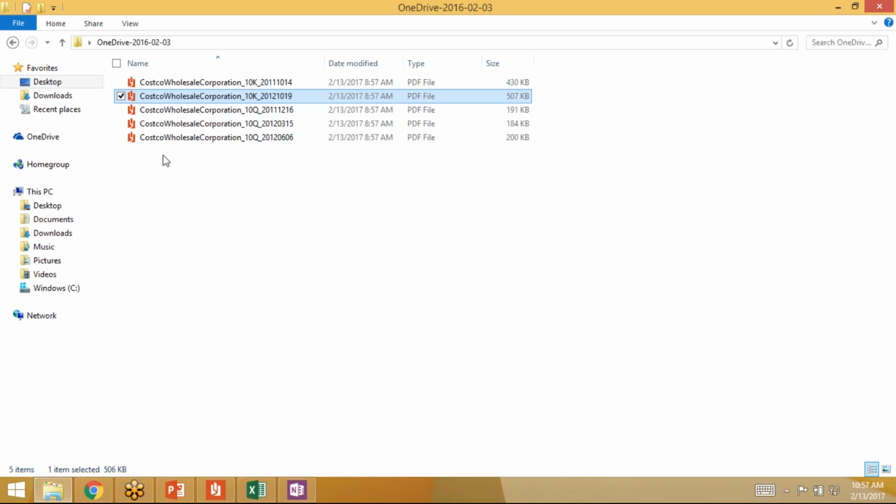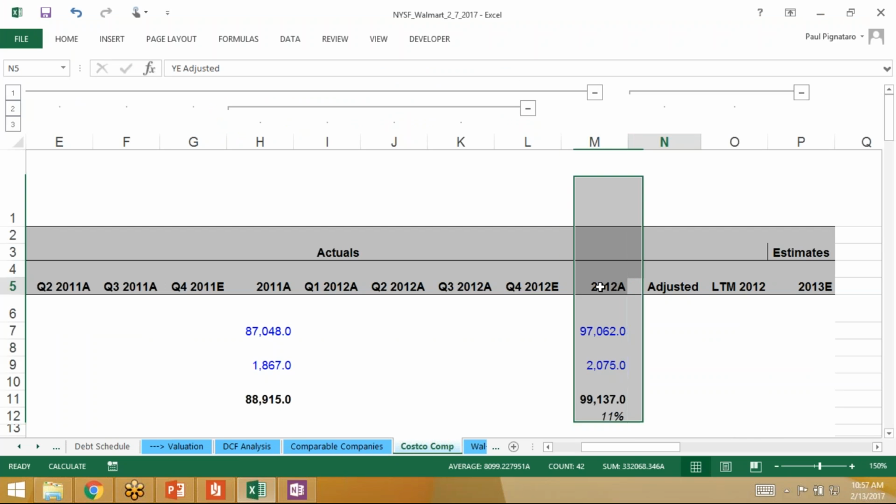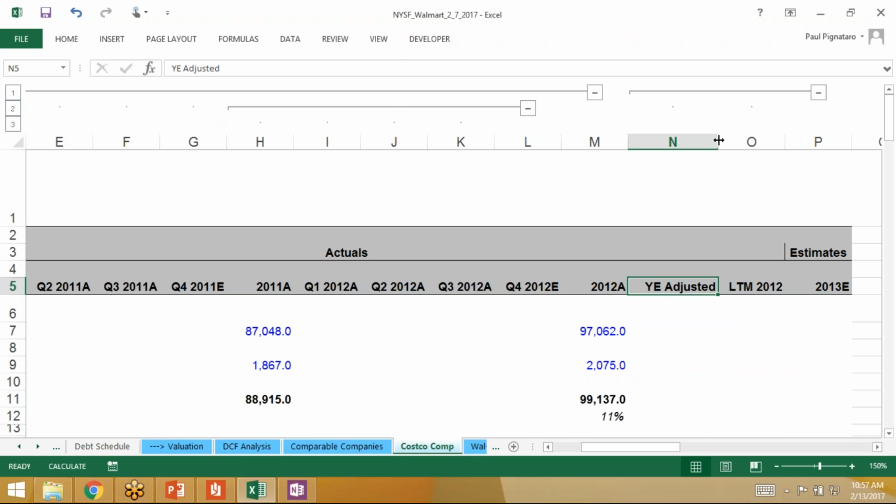When I say same timeline, Walmart's year end is January 31st. So we need our Costco year end to be as of January 31st. You see we have our year end here, but to the right it says year end adjusted. This is what we use for our 2012. It's 2012 adjusted to match Walmart's year end. That's what we use for our comps.